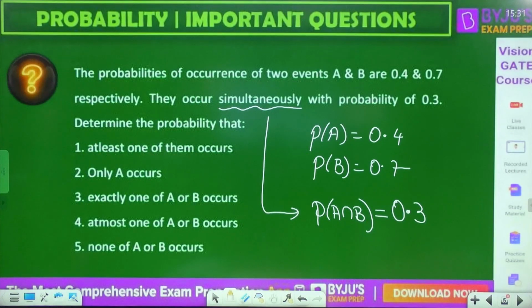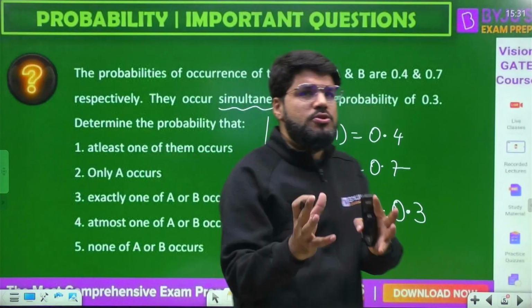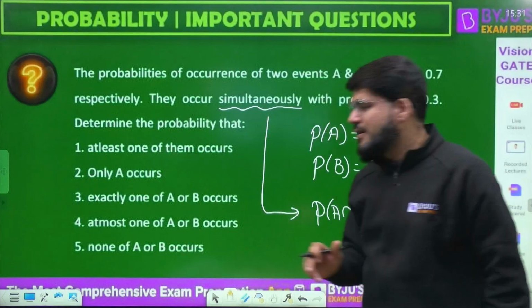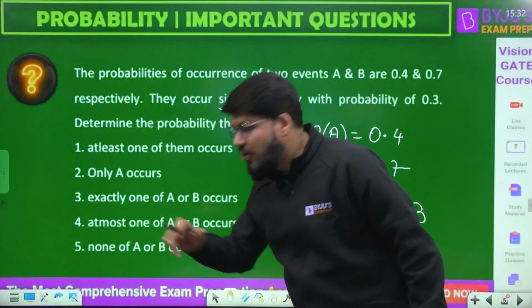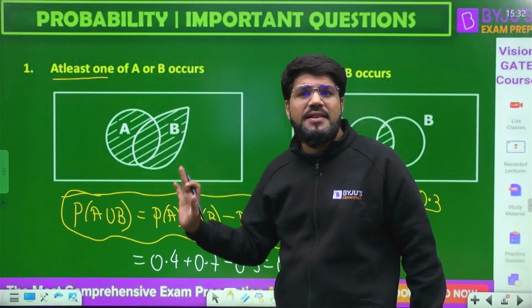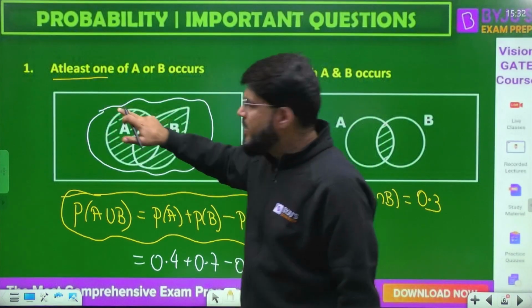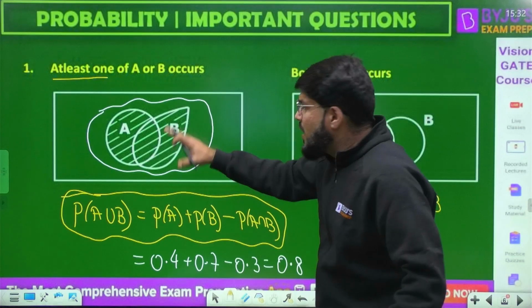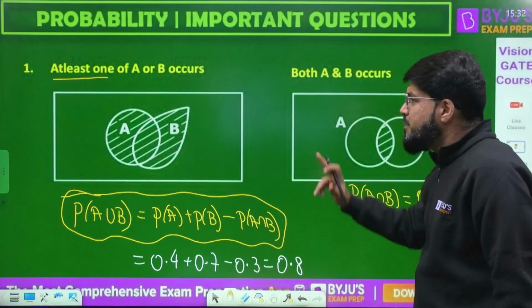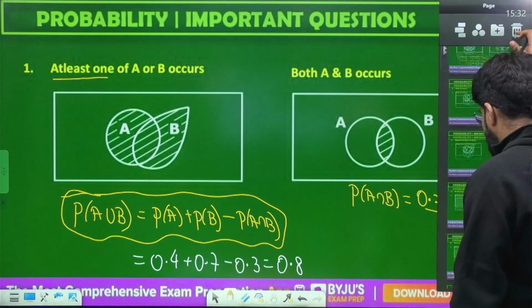Now, on the other hand, have a look into the fifth part first. Probability that none occurs. Let's keep connecting also. Probability that none of them occurs. What is the meaning of none of them? Neither A nor B, nothing will happen. That means you will be in this zone, can I say like that? Definitely, you will be in this zone, outside both A and B. So let me jump to that part first. Let's connect the relation between both.